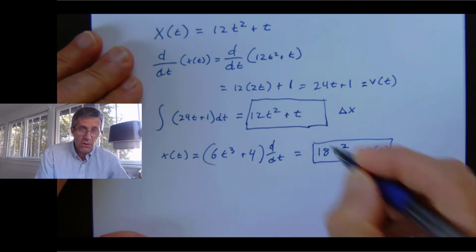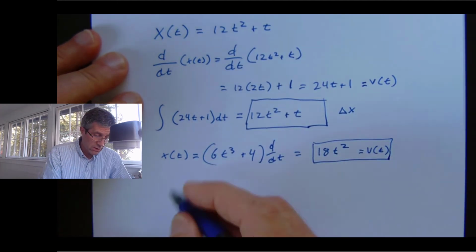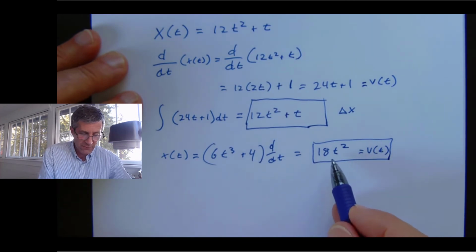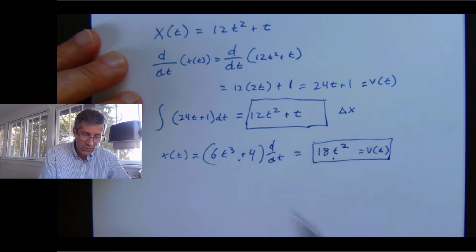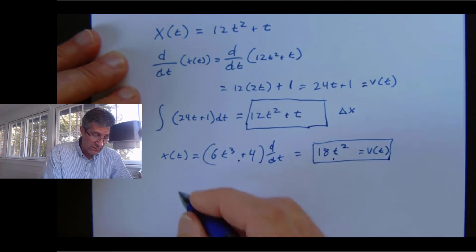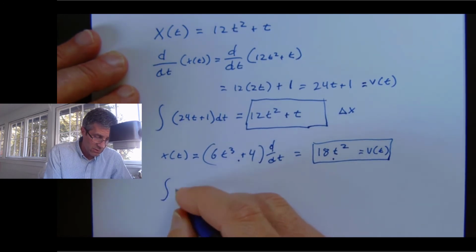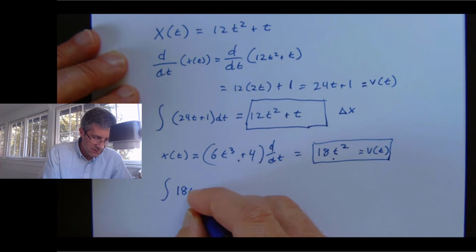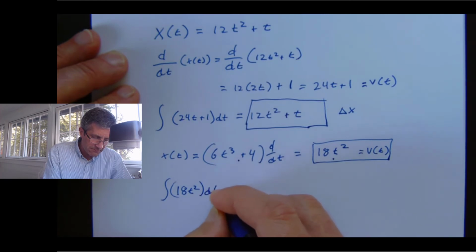So that's good, but going backwards, we have a problem, right? I want to be able to get from this back to this whole equation, but I don't have enough information to be able to do that. So here's the problem. I'm going to take the integral of 18t squared with respect to time.